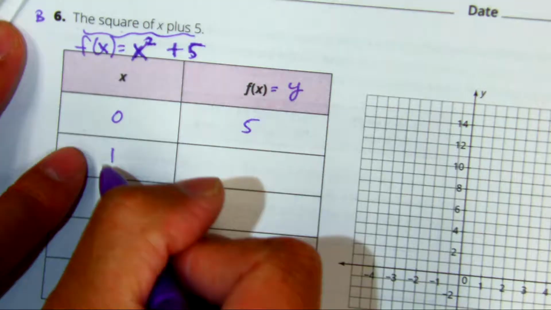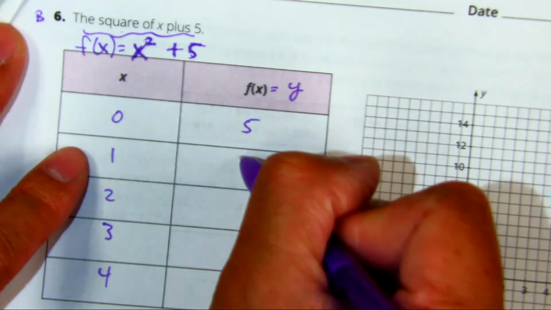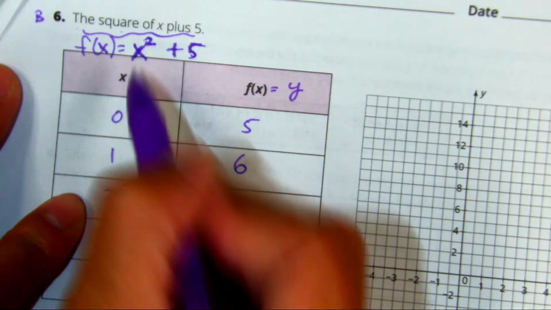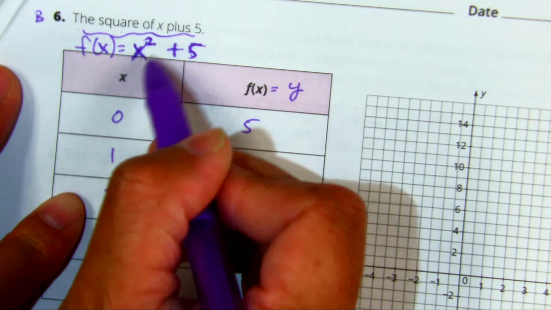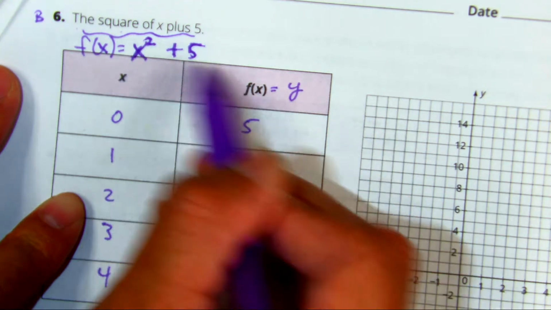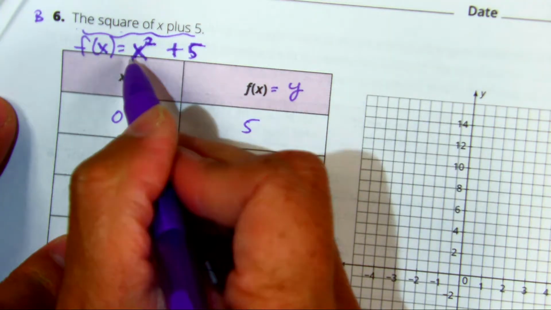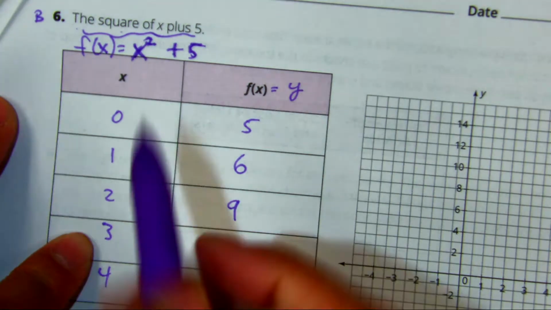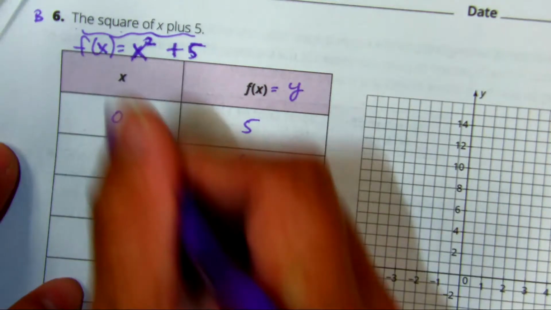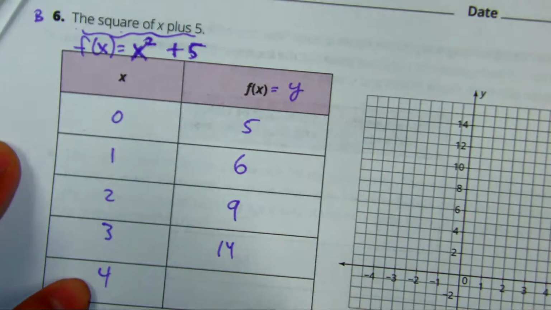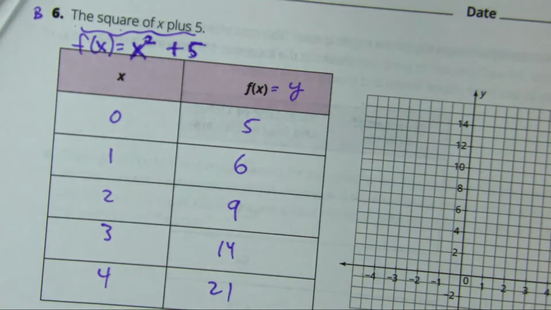If I put in 1, class, what's 1 squared? And 1 plus 5? 6. But if I put in x equals 2, 2 squared? 4, and then 4 plus 5 is 9. If I put in a 3 here, 3 squared, 9, 9 plus 5, 14. And then if you put in 4, 16, 16 plus 5 is 21. Okay, we have a problem. You'll see it when you graph it.